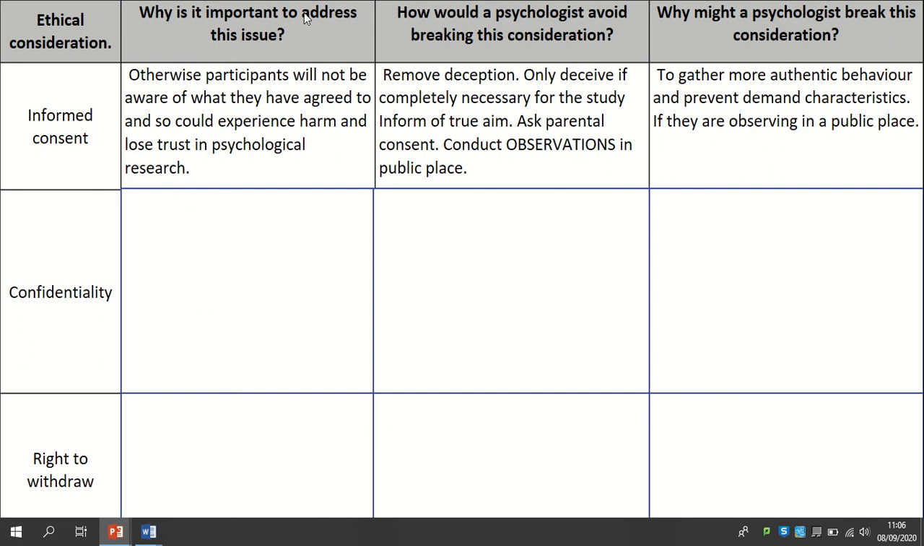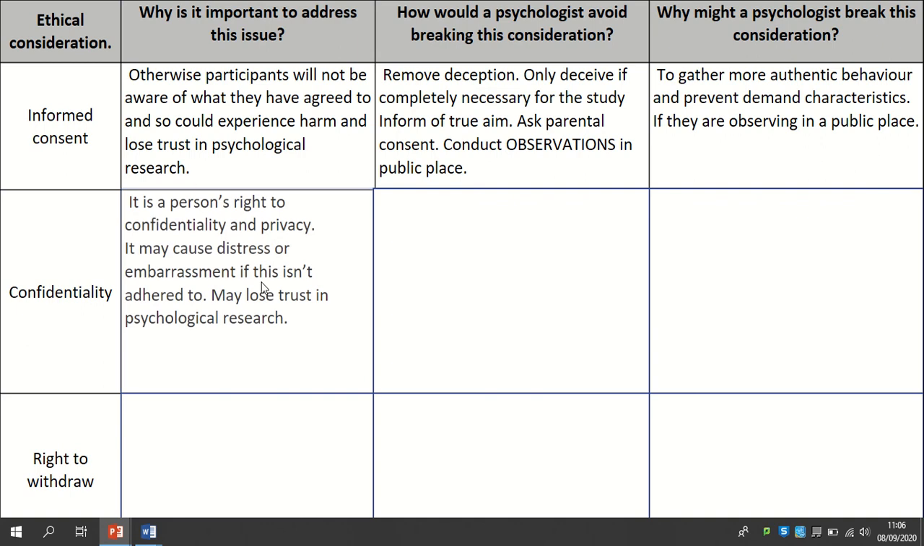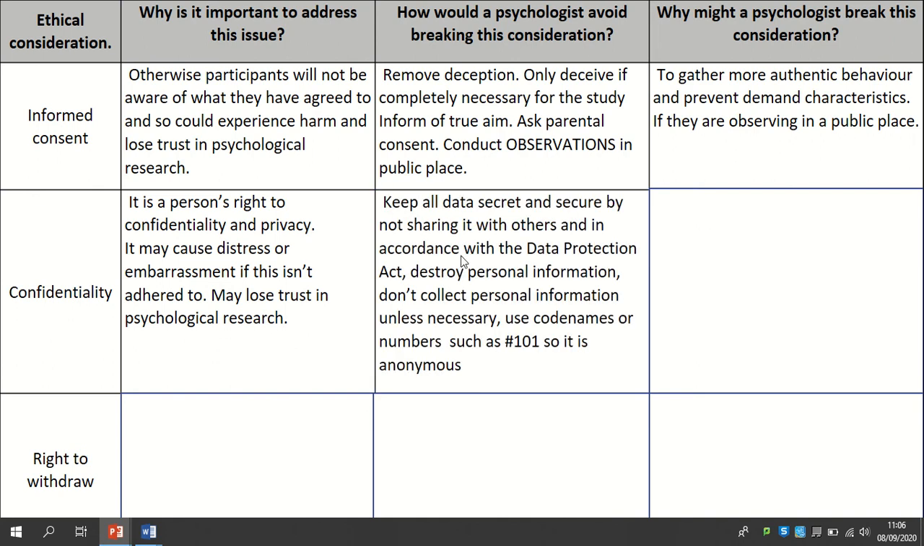Then we've got, again, why is it important to address the issue of confidentiality? A person has a right to confidentiality and privacy. It may cause them distress or embarrassment if they took their names down. They may lose trust in psychological research. How would you avoid breaking this? By keeping their data a secret, basically, or keeping it confidential in accordance with the Data Protection Act, using code names such as Participant 101 so it's anonymous.